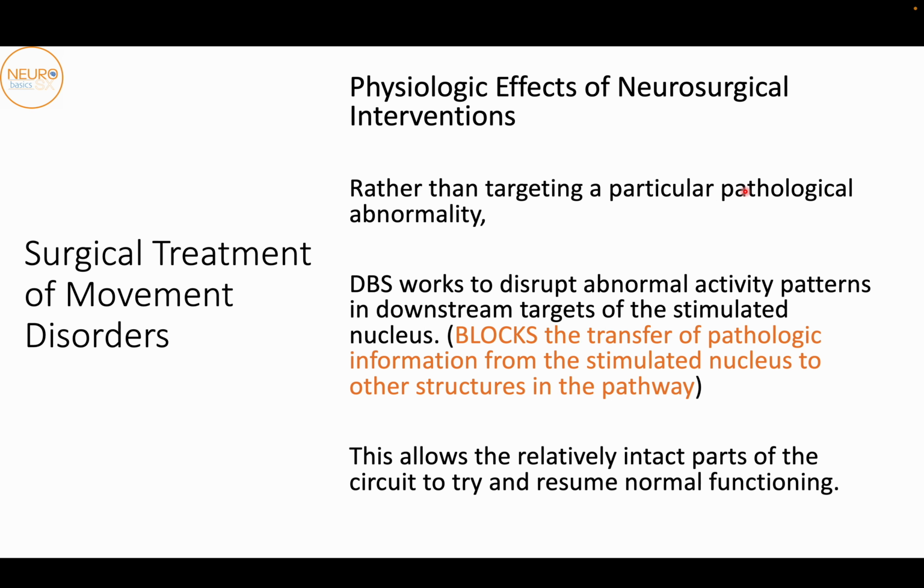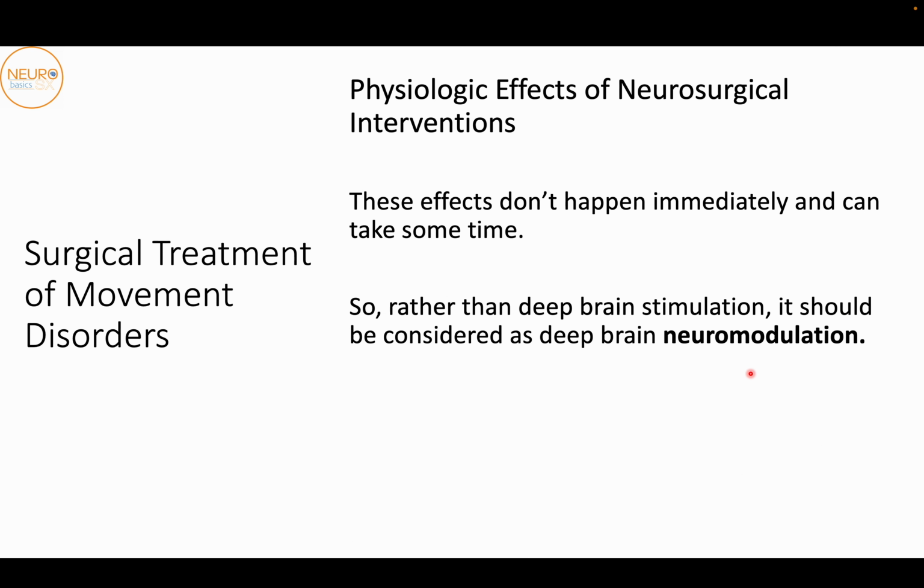Because you're not able to transmit information from the STN to the GPI, that abnormal activity will not be propagated. So that allows the normal parts of the basal ganglia and other circuits to take over and try to resume normal functioning. Right? So that is how currently it is thought that DBS works. These effects don't actually happen immediately and they can take some time. So rather than deep brain stimulation, it has been suggested that it should be considered to be deep brain neuromodulation.